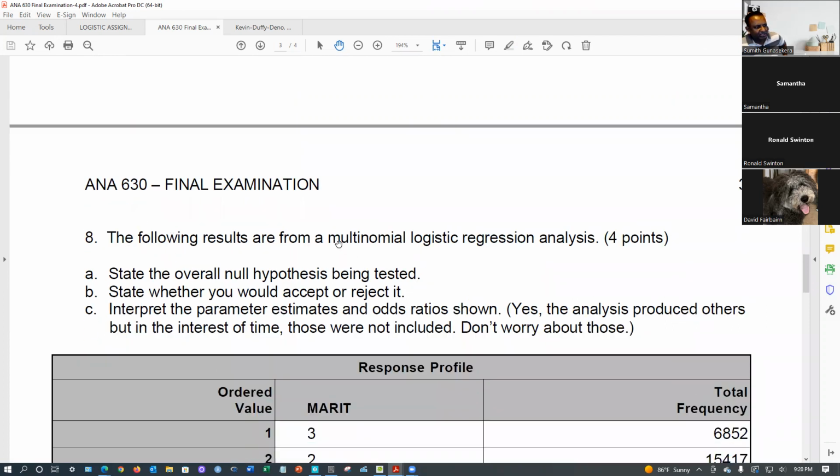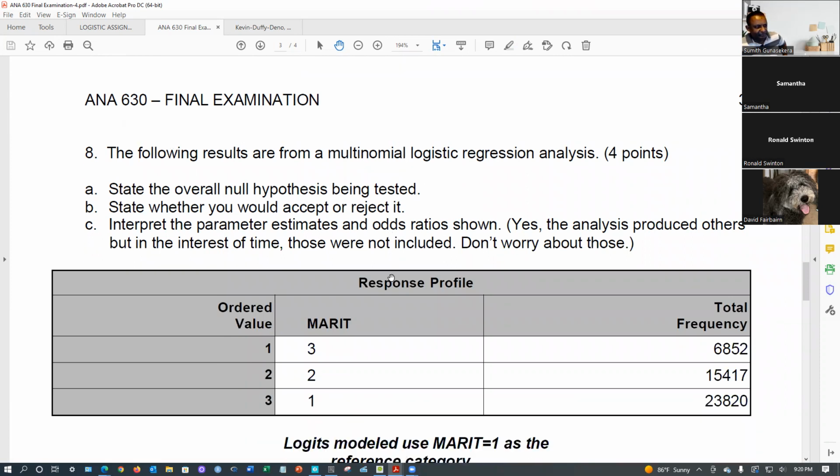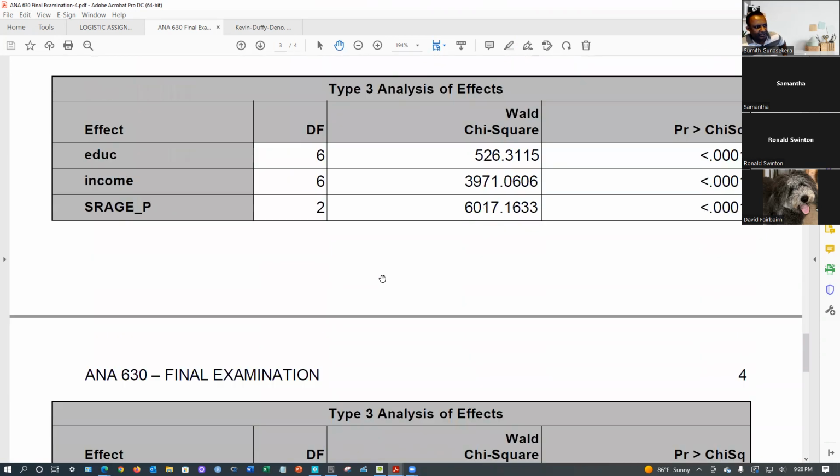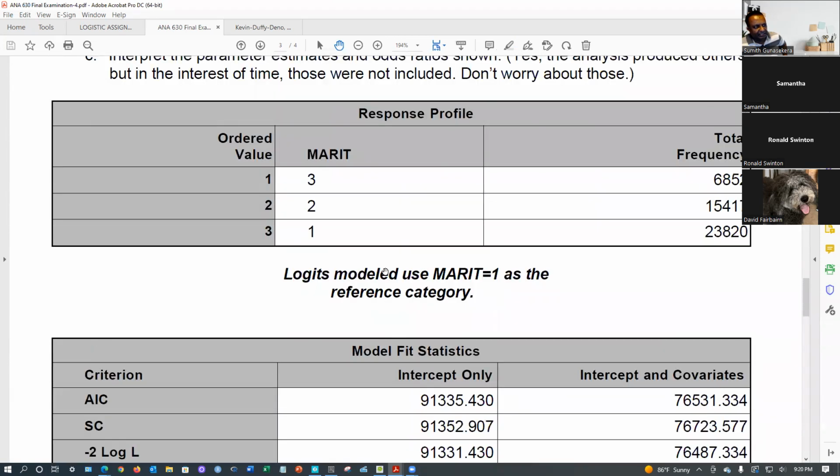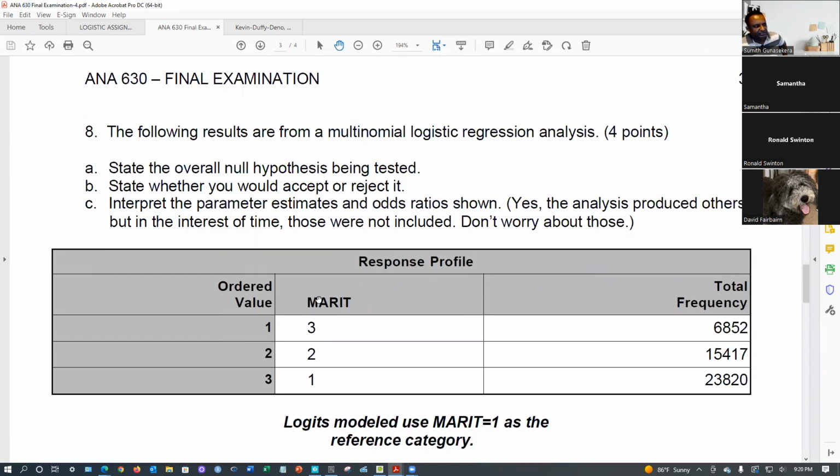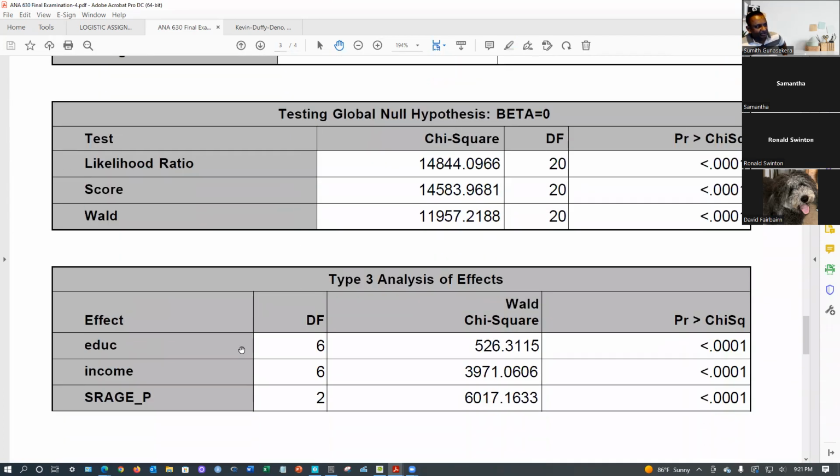The following results are from a multinomial. It is already clearly mentioned here that the response is marital status, with options 1, 2, 3. More than two options, so that's multinomial. Logistic because it's categorical, multinomial because it has more than two options. And on the other hand, here we have several.